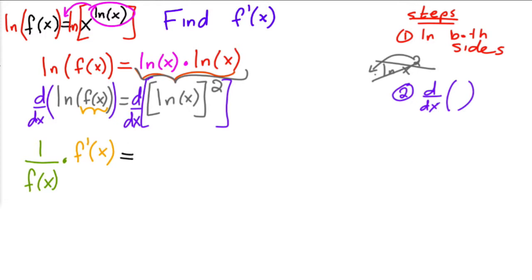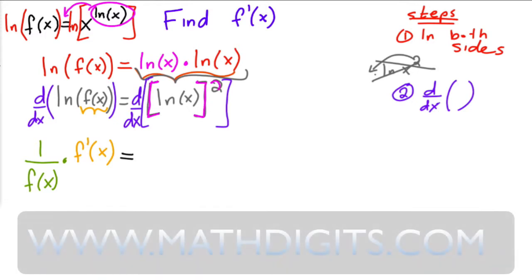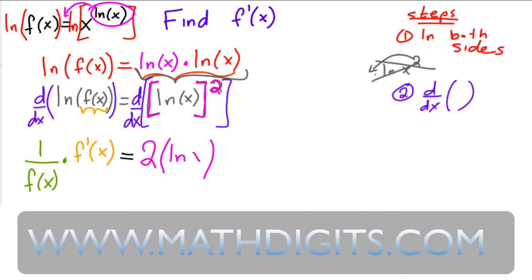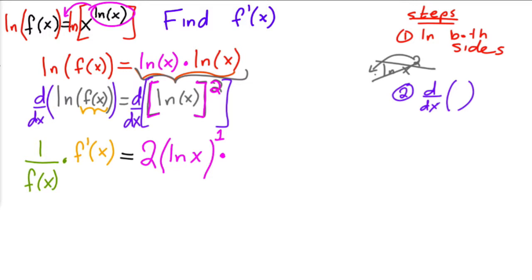Now this is equal to, now the derivative of this guy, we have to use the chain rule here because we have an outside function which is a squared. So the chain rule tells me, okay, bring the 2 out in front, leave the inside alone, subtract 1, so this is going to be raised to the 1, times the derivative of the inside, which is 1 over x.